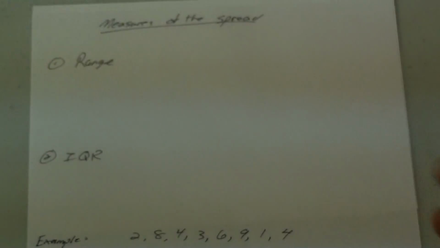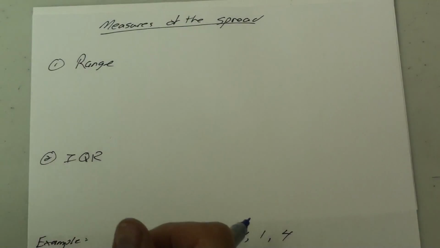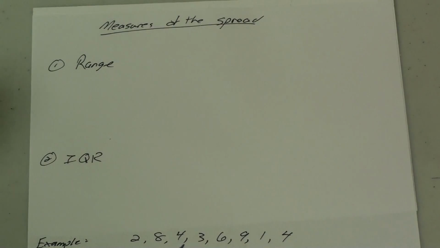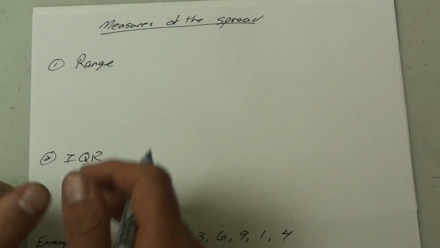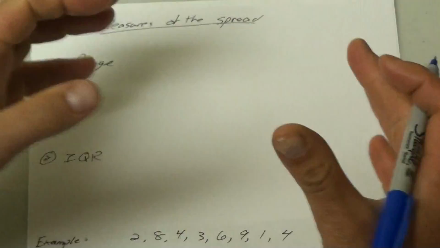Okay, this lesson starts to introduce the measures of the spread. There are a few indicators we're going to use in this, but this just starts it off. Measure of the spread basically means how spread out all the data is. Are they really centralized all around the same number, or are the numbers kind of all over the place?